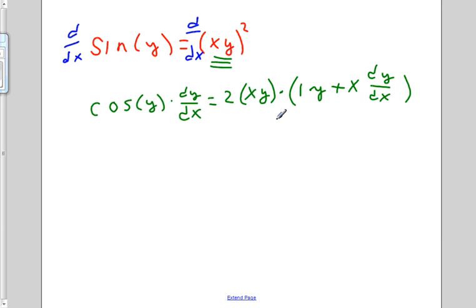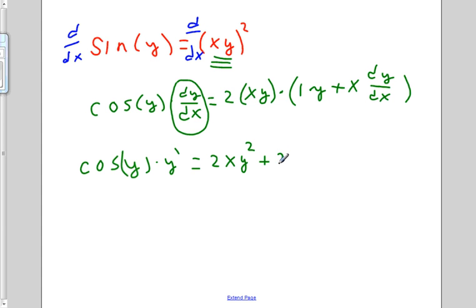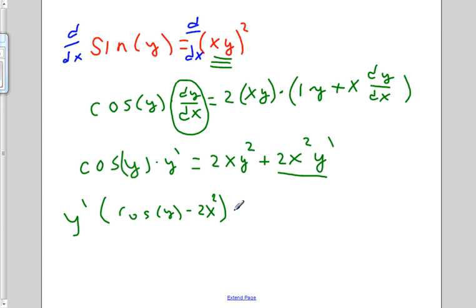This ends up being not a nasty, but a little bit harder factoring problem. But now it's all algebra. Now the last step would be just to get these dy dx's alone. So just to go through it, we have cosine of y times y prime equals 2xy squared plus 2x squared y prime. And I'm going to move this over and factor at the same time. So I'm going to get y prime times cos of y minus 2x squared equals 2x y squared. So y prime equals 2xy squared over cos of y minus 2x squared.